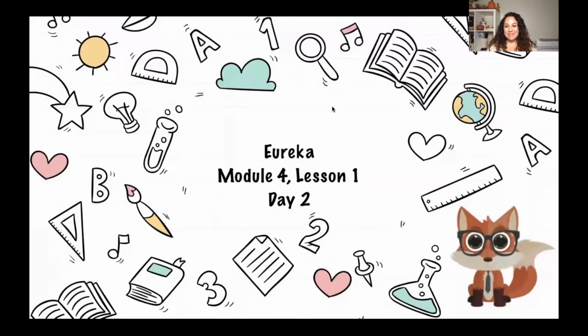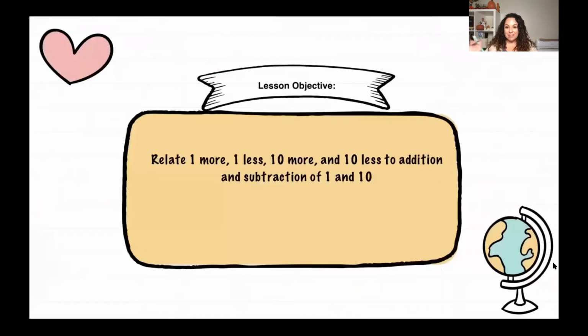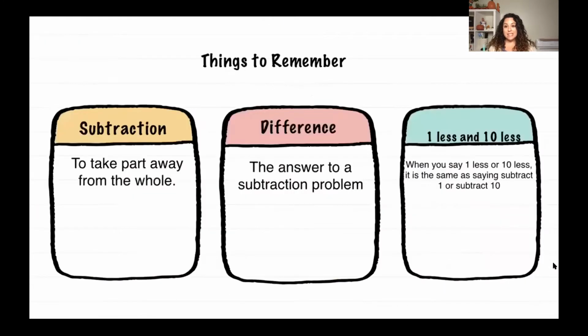Okay, so welcome back. Today we are working on Eureka Module 4, Lesson 1, and this is our second day of working on this lesson. So let's go ahead and get started. All right, our objective is relate 1 more, 1 less, 10 more, and 10 less to addition and subtraction of 1 and 10. So like we learned yesterday, it's just adding 1 and adding 10. But today, we're going to focus on subtracting 1 and subtracting 10.